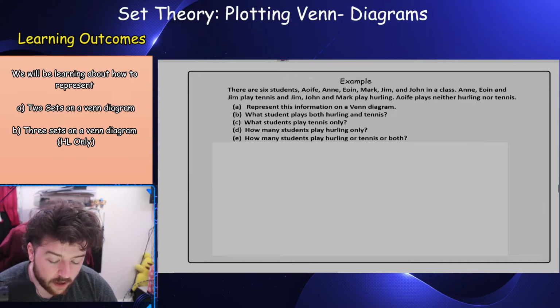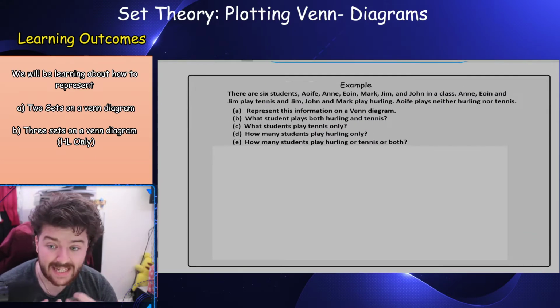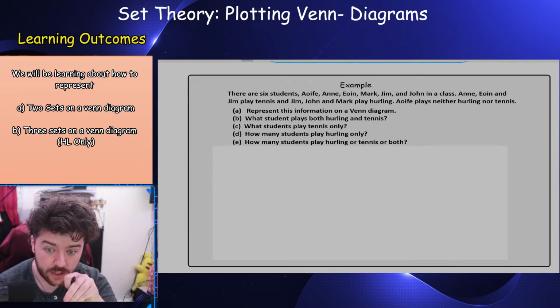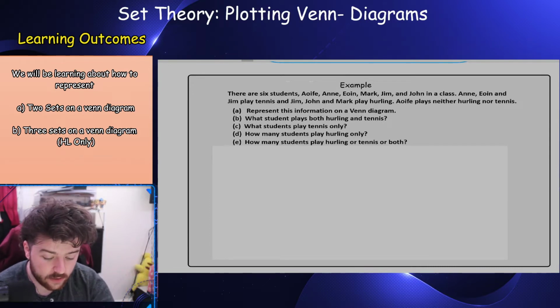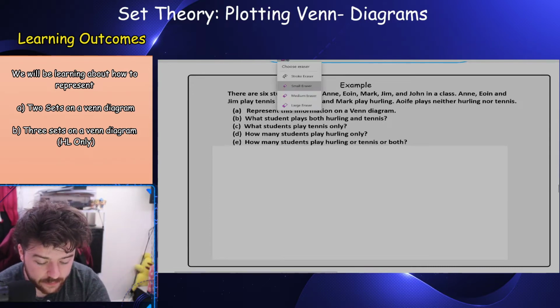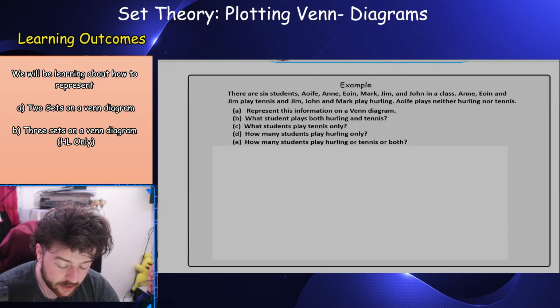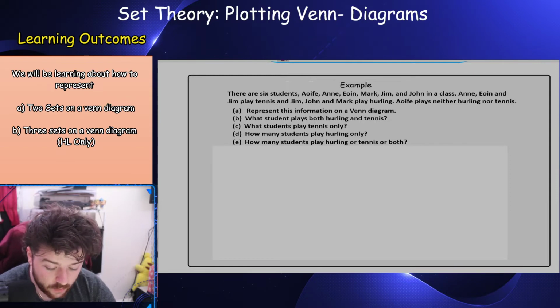Just remember, when we're plotting a Venn diagram, we're working from the inside out. We're working from the middle outwards. So always try and get your intersection done first, then continuously work outwards from there. So I'll do this quick little example here. There are 6 students, Aoife, Anne, Owen, Mark, Jim and John in a class. Anne, Owen and Jim play tennis, and Jim, John and Mark play hurling. Aoife plays neither hurling nor tennis. Represent this information on a Venn diagram.